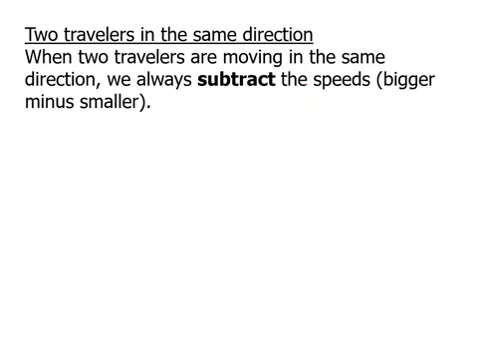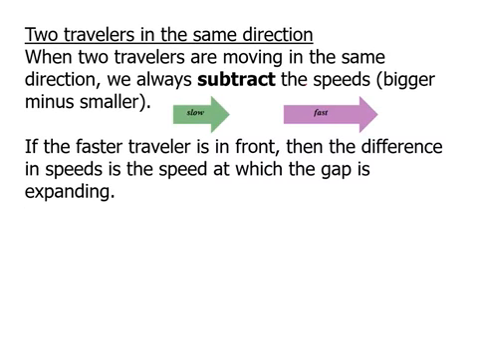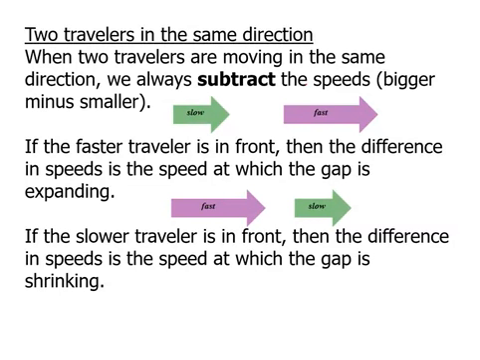If they're moving in the same direction, we subtract the speeds, bigger minus smaller. So if the faster traveler is in front, then the difference in speeds is the speed at which the gap is expanding. If the slower traveler is in front, the difference in speeds is the speed at which the gap is shrinking. And again, notice they're part of the same story, that if it starts out with the faster car behind, then later on the faster car is going to be ahead. And in both cases, we're subtracting the speeds.